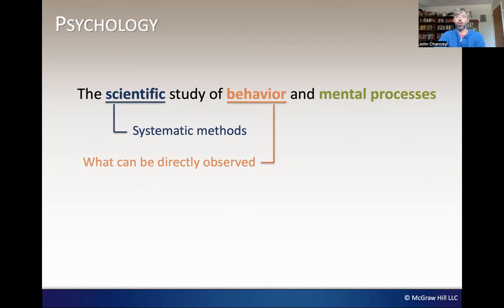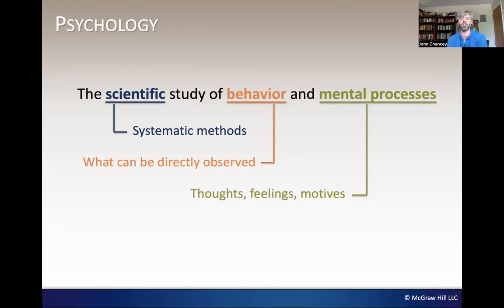So, right now you can directly see what I'm doing on this screen: moving my hands and arms, I'm talking, I'm presenting. Those are things that are directly observable by you, watching this video right now. Mental processes are a little more difficult to see because these things include thoughts, feelings, motives, planning, decision-making, all kinds of things that are basically happening between the ears.